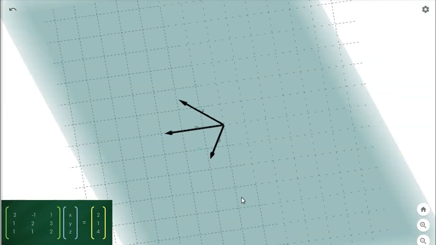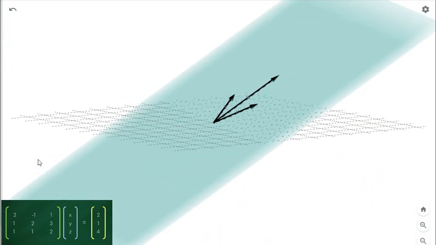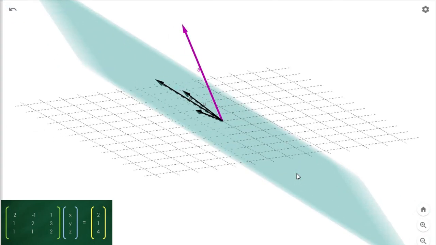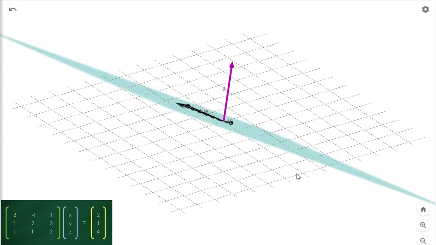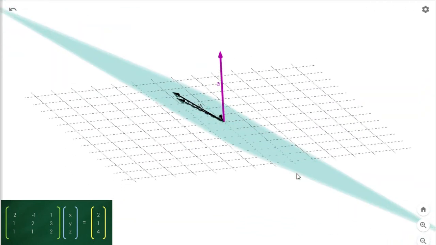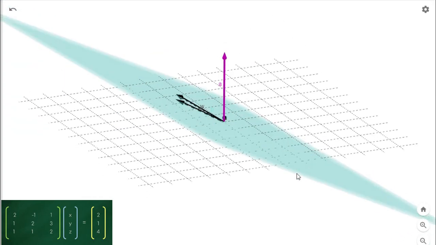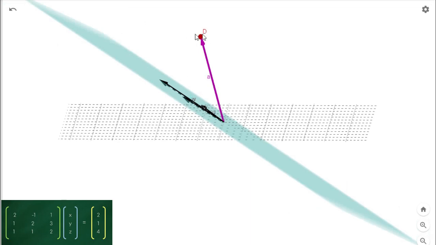So what about the vector of our right-hand side? So the vector of our right-hand side is this one. And as you can very clearly see, this vector is not inside the column space. And that is exactly why we could not find a solution, because the vector does not reside inside our column space. So the columns cannot get to this point right here, the point D.